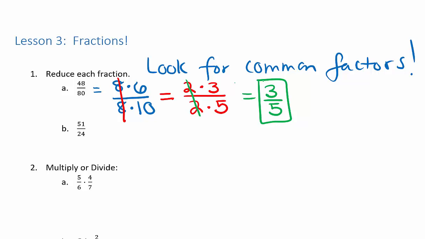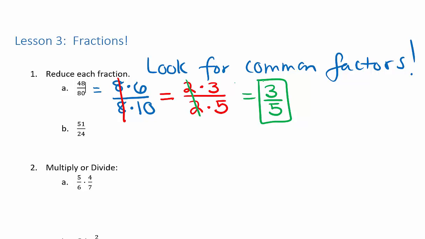Now I had to do this problem in 2 steps because I didn't recognize that largest common factor right away. If I had recognized that both 48 and 80 were divisible by 16, I could have divided both numbers by 16 right away and gotten the final answer. But there's absolutely nothing wrong with breaking these problems down into smaller steps. For many people, that's going to be a little bit easier.